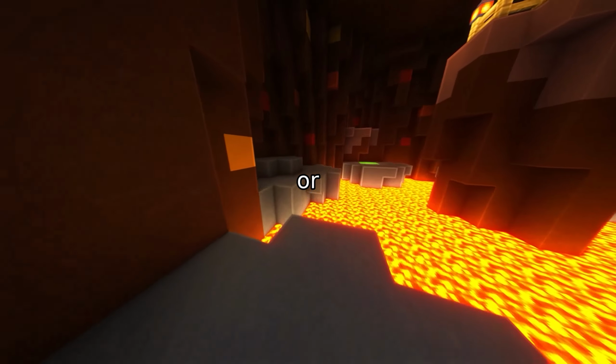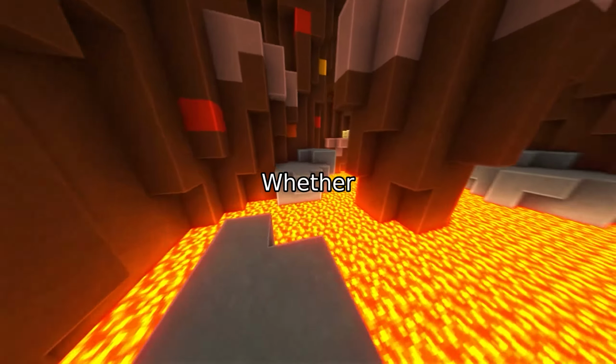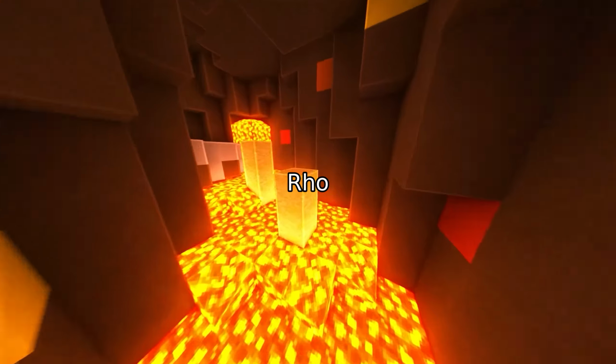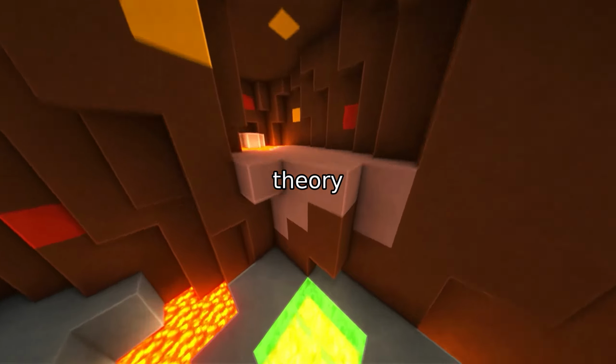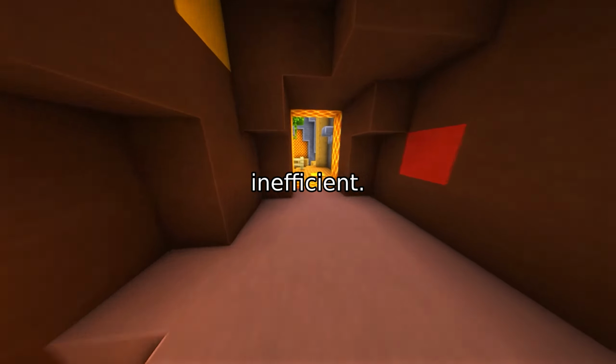Rotary Position Embedding, or RoPE, has become a cornerstone of modern transformer architectures. Whether we're talking about large language models, vision transformers, or 3D generative models, RoPE is the industry standard for encoding positional information. But while the mathematical theory behind RoPE is elegant, the actual hardware implementation is often surprisingly inefficient.